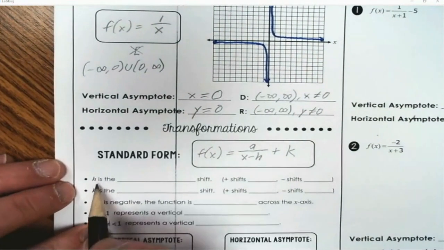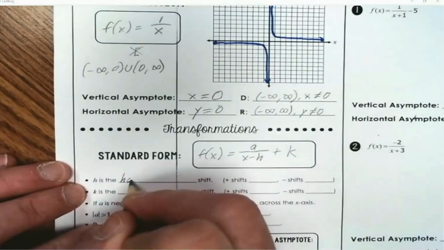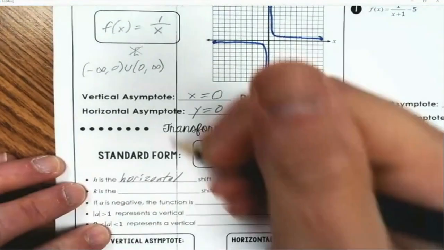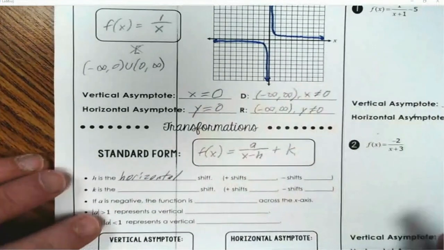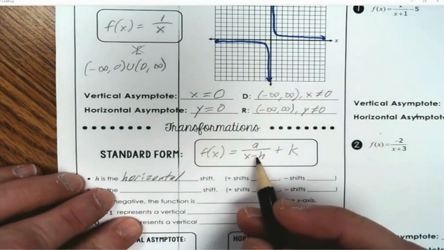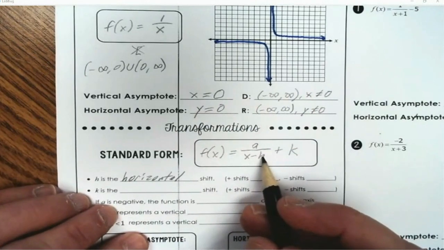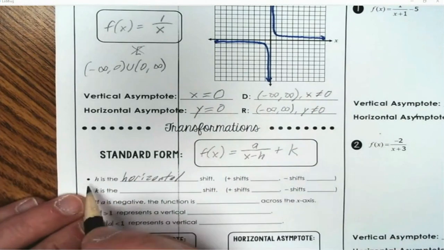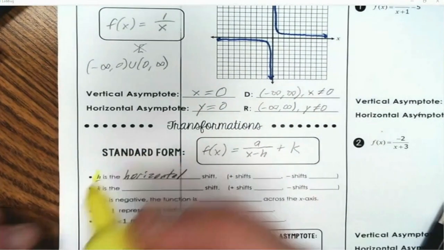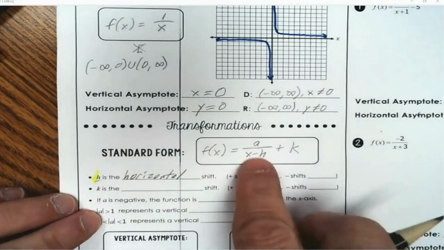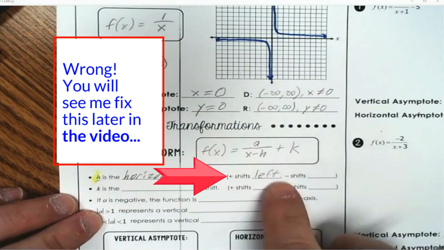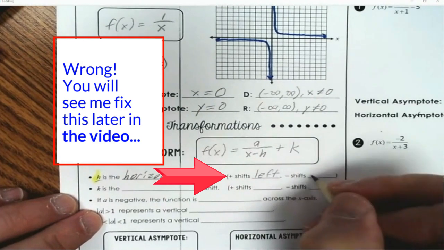So h is the horizontal shift. I got this line, the printer made this line. It's not on the original document. That's the horizontal shift. We'll look at h. If h is a positive number, like let's say it's 5, so you have x minus 5, that's going to shift right. If h is a negative number, it's going to shift to the left.